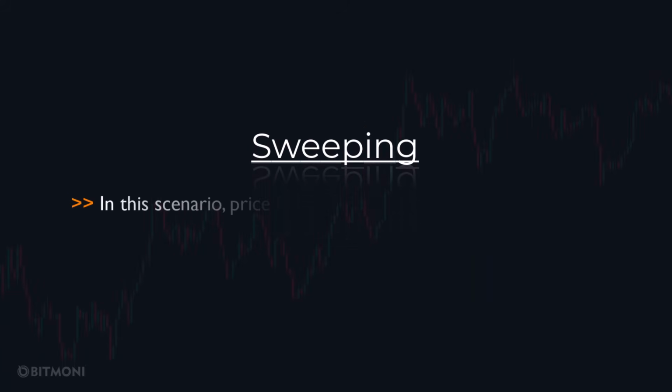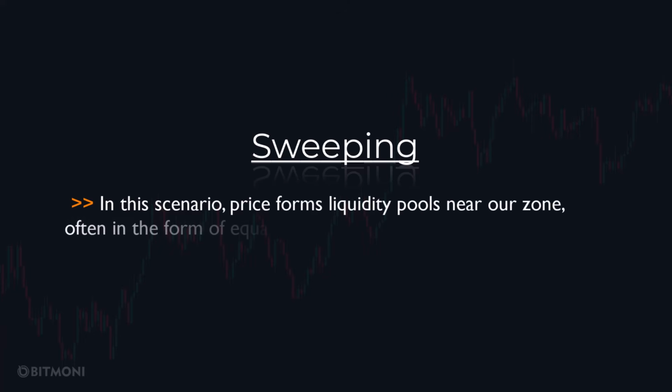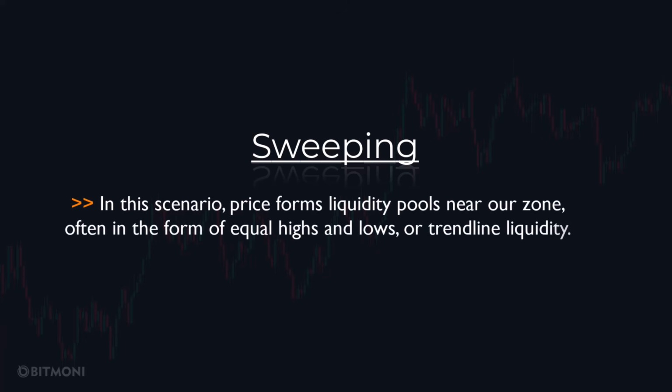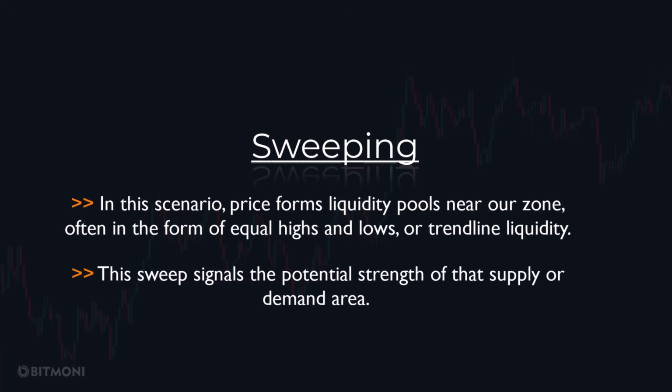In this scenario, price forms liquidity pools near our zone, often in the form of equal highs and lows, or trendline liquidity. These areas serve as traps where pending orders and stop losses accumulate, waiting to be swept. Identifying a liquidity sweep just before price reaches a key zone is essential. This sweep signals the potential strength of that supply or demand area. We use these sweeps as a form of confirmation, because for the market to gain momentum, it needs liquidity. If price does not sweep liquidity before reaching a zone, it often treats that zone itself as the liquidity.